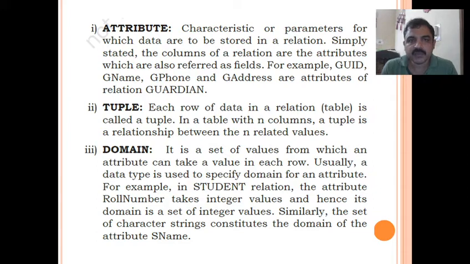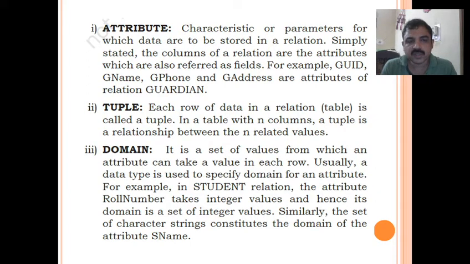Attribute. Attribute means characteristics or parameters for which data are to be stored in a relation. Simply stated, the columns of a relation are the attributes, which are also referred to as fields. So the columns or fields are called attributes. Tuple. Each row of the data in a relation is called a tuple. In a table with n columns, the tuple is a relationship between the n related values.